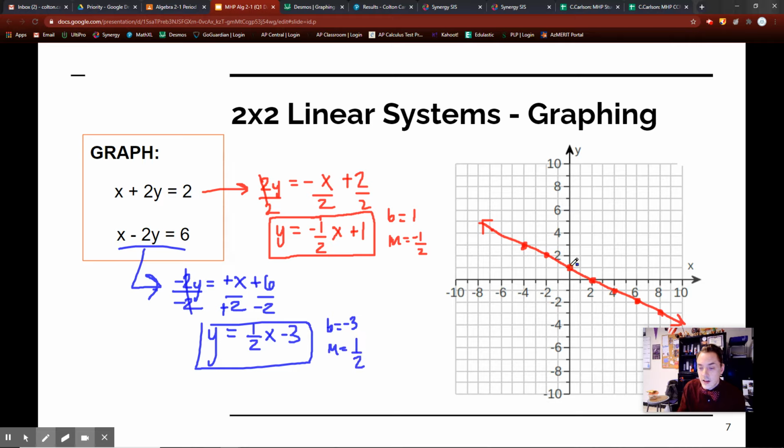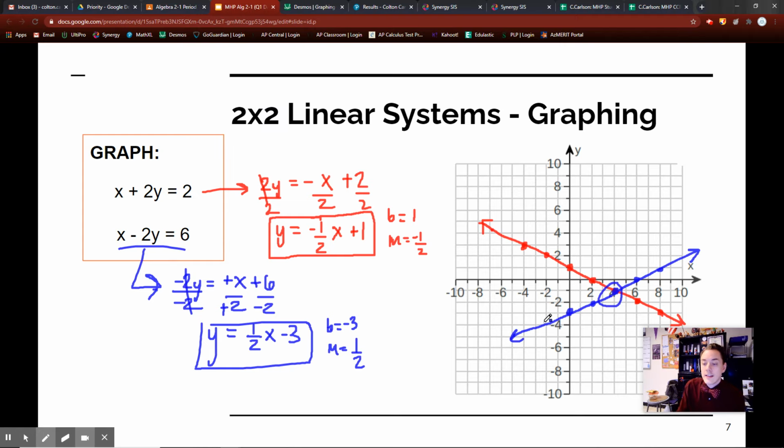So my b value, negative 3, goes down here. And now, since it's a positive slope, it goes up. So 1 all over 2, 1 all over 2. And right here, we start to see something interesting. Okay, I'll do a couple more just to get a nice line. This one's not going to be as nice.